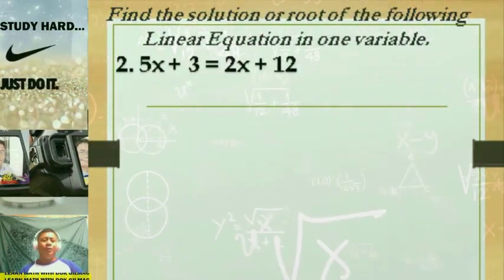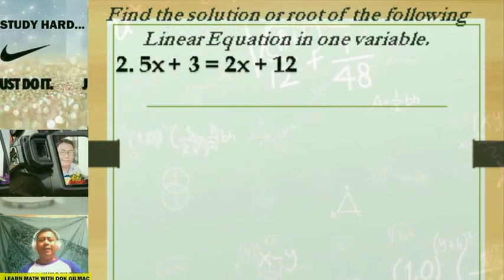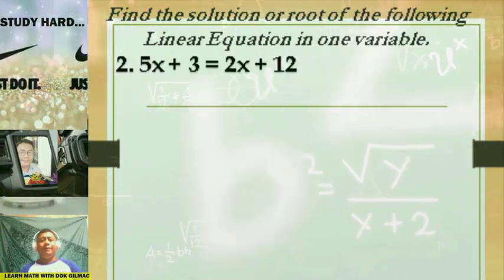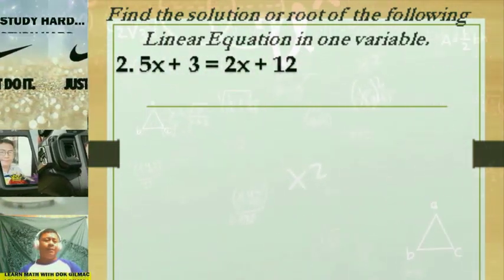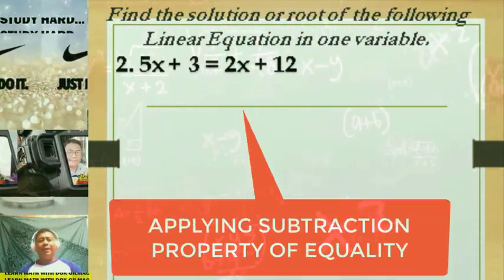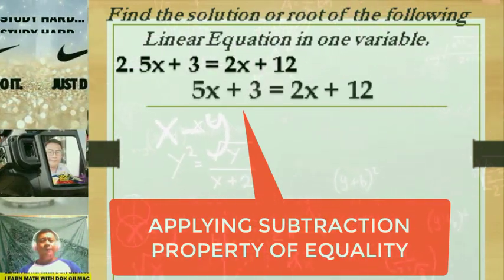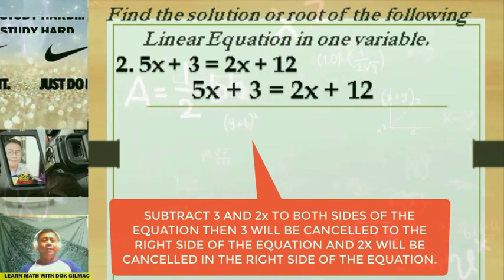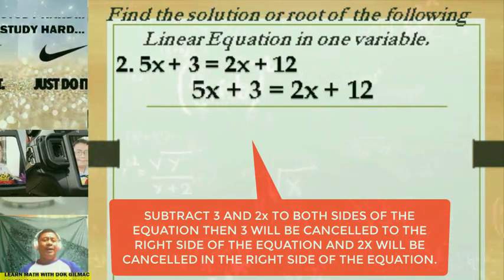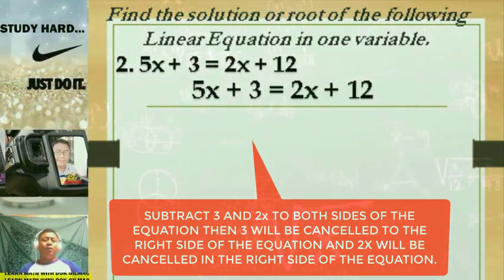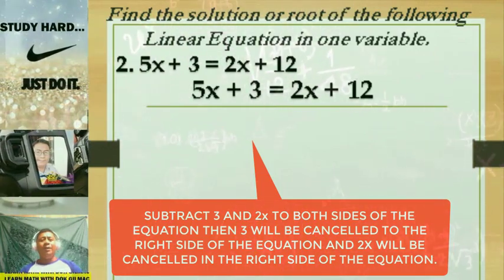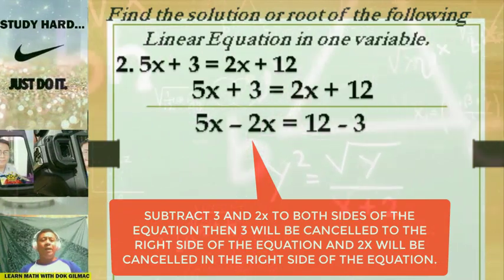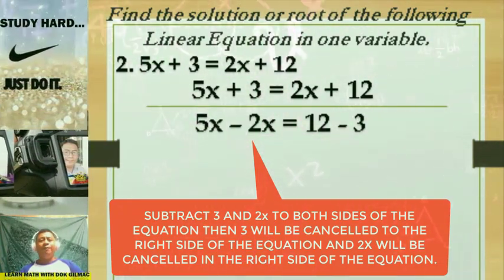Consider number 2. 5x plus 3 is equal to 2x plus 12. Applying the subtraction property of equality, from here we can just subtract 3 from both sides of the equation and subtract 2x from both sides of the equation. So we have 5x minus 2x is equal to 12 minus 3.